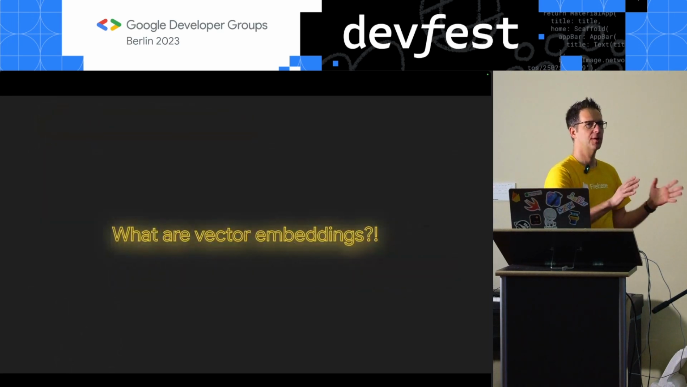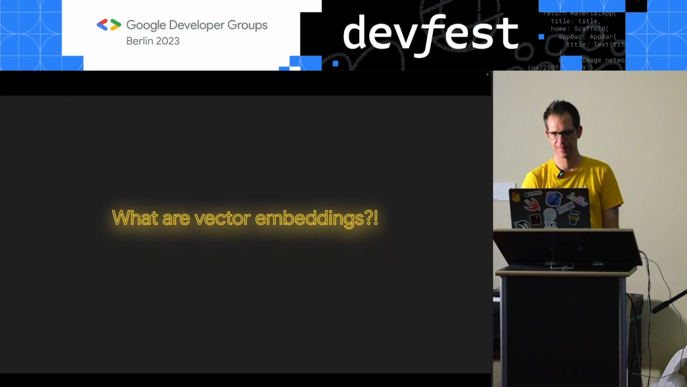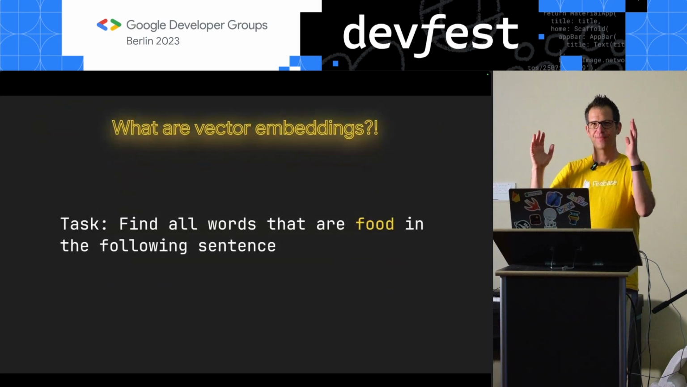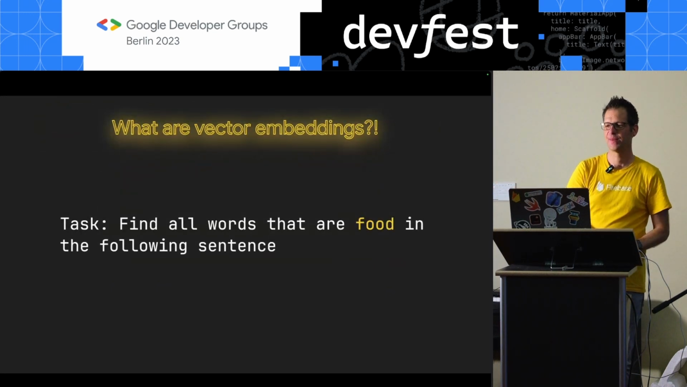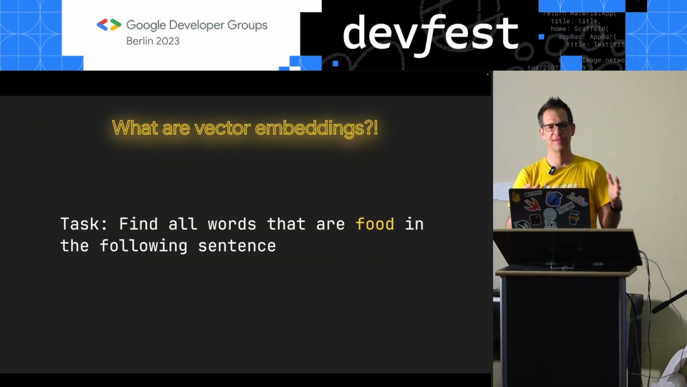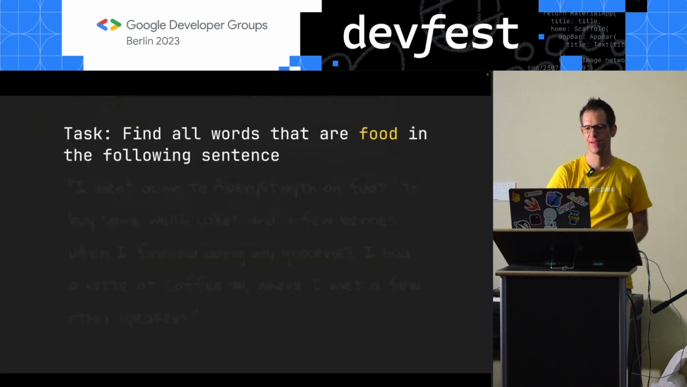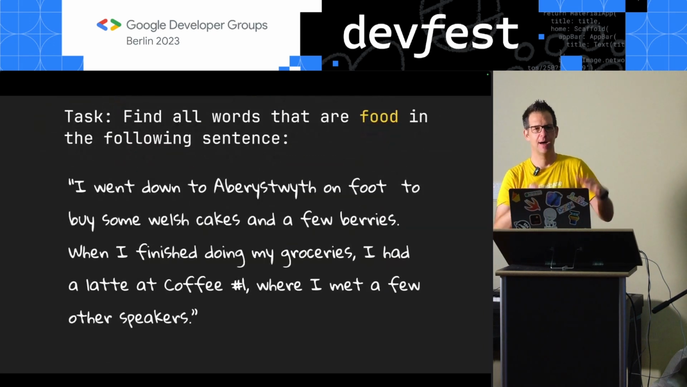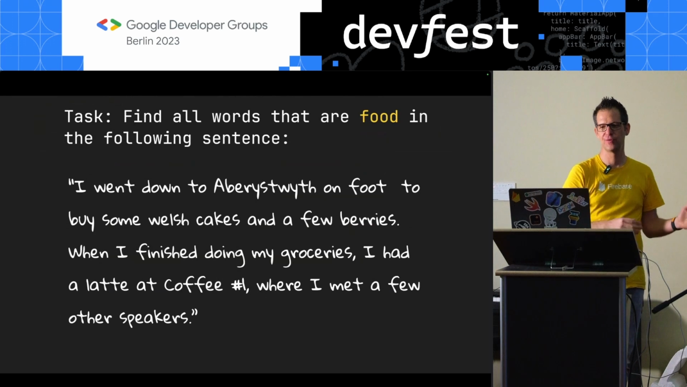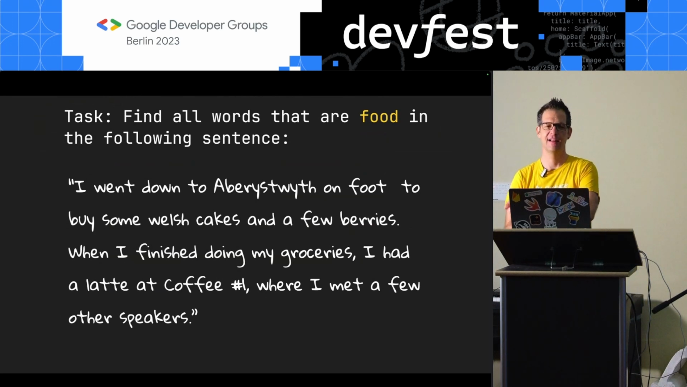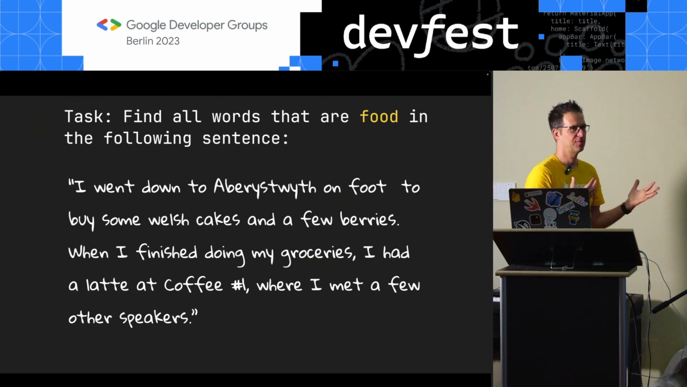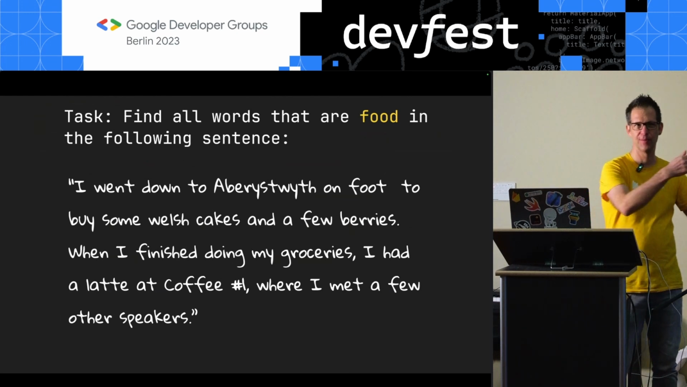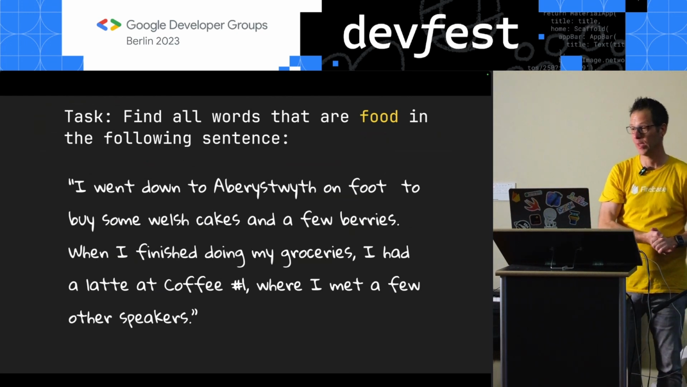So what are vector embeddings? Let's take a step back. Assume that we have the task to find all words that are food in the following sentence. The sentence goes like this: I went down to Aberystwyth on foot to buy some Welsh cakes and a few berries. When I finished doing my groceries, I had a latte at Coffee Number 1, where I met a few other speakers. That was from the previous time when I gave this talk in Wales.